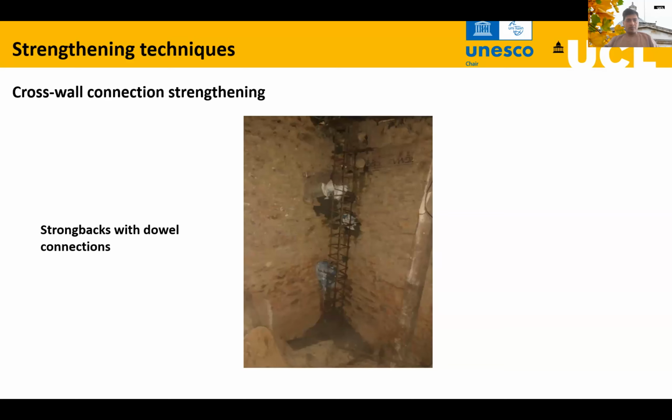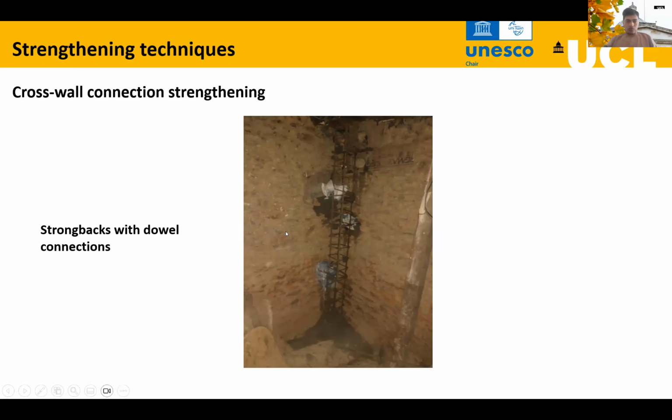Now at cross wall level, when we need a proper connection between two walls, this is one of the techniques where there is a strong back constructed right at the corner. It can be best placed inside and with a new foundation for it, not a big deep foundation, but at least to support it vertically. And this strong back is connected by dowels on both side walls, as you can see.